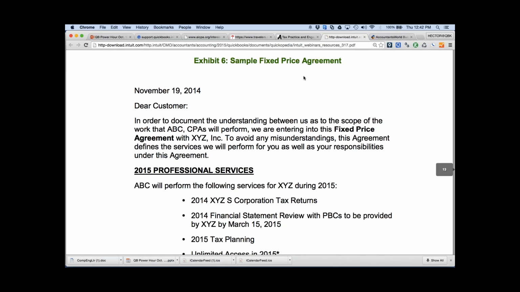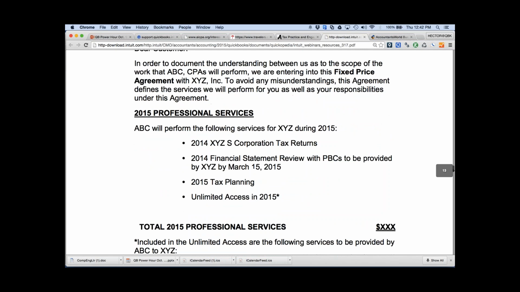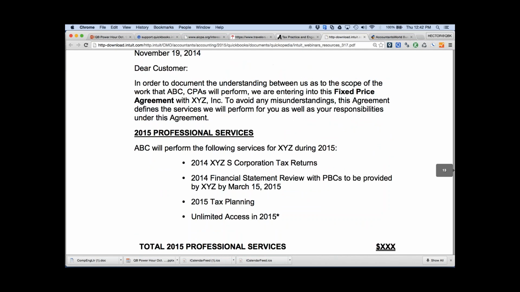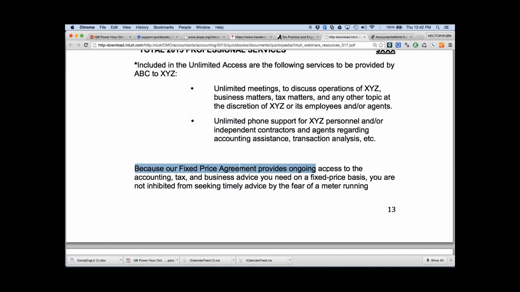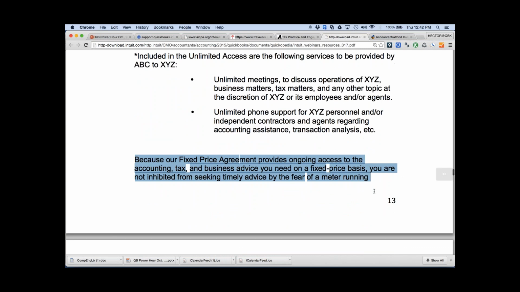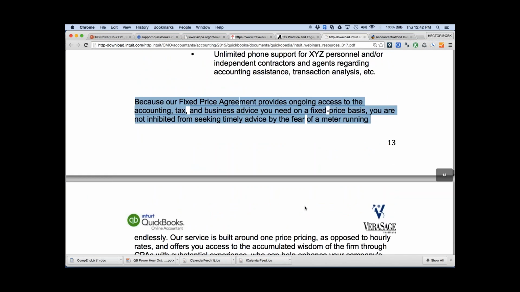This is actually pretty cool. It's in one of the links if you clicked on that. Ron Baker uses a very simple approach where they basically put 5 bullet points of everything that they will do. And then there's a really cool statement here that says, because our fixed price agreement provides ongoing access to accounting and tax services on a fixed price basis, you are not inhibited from seeking timely advice by the fear of the meter running endlessly. And that is a very strong statement of value.